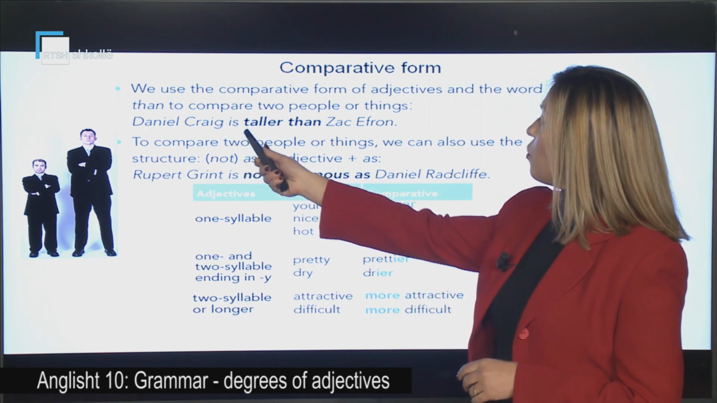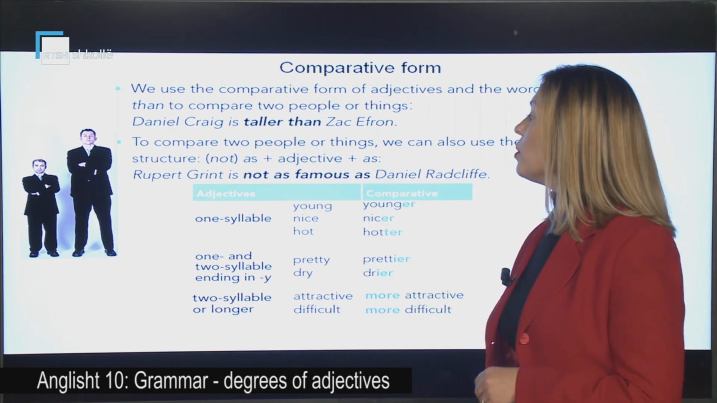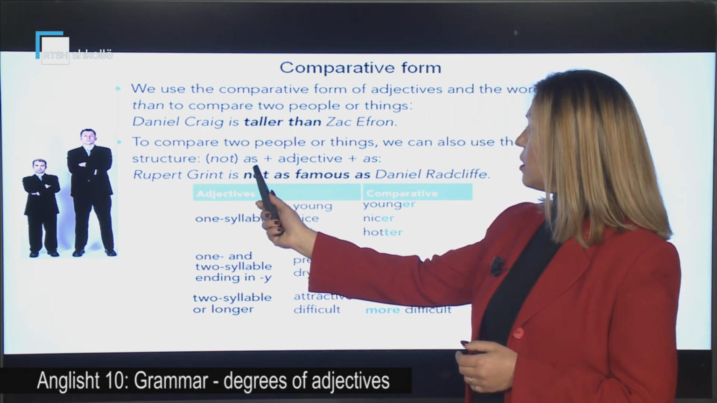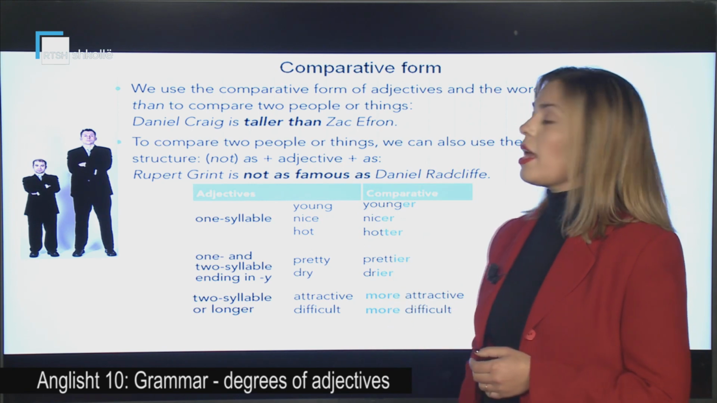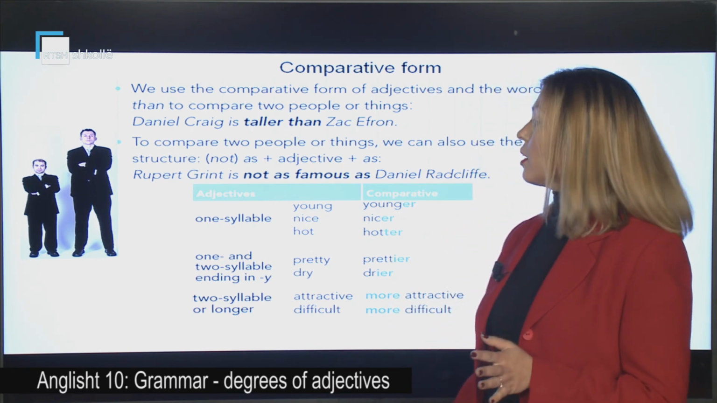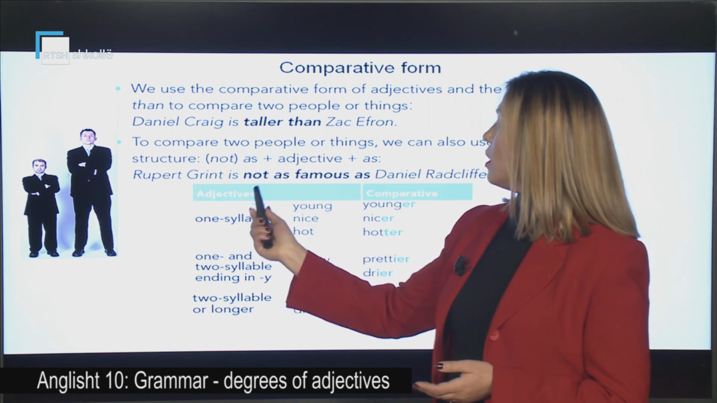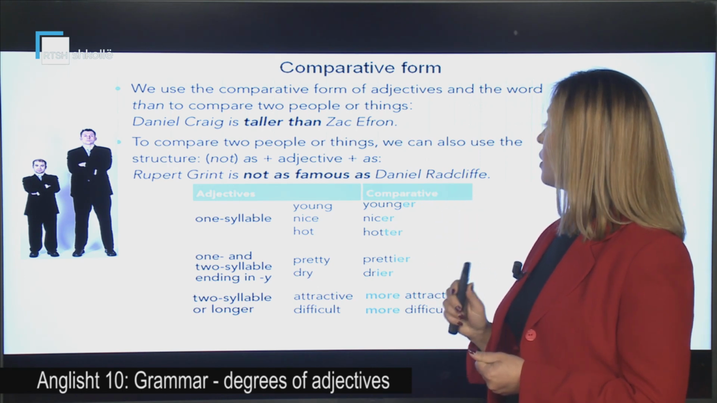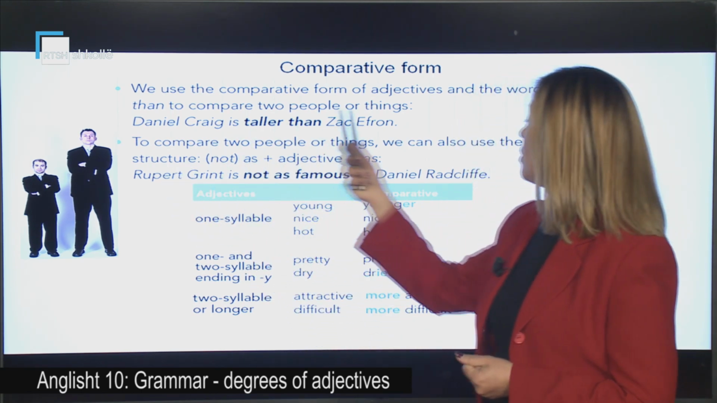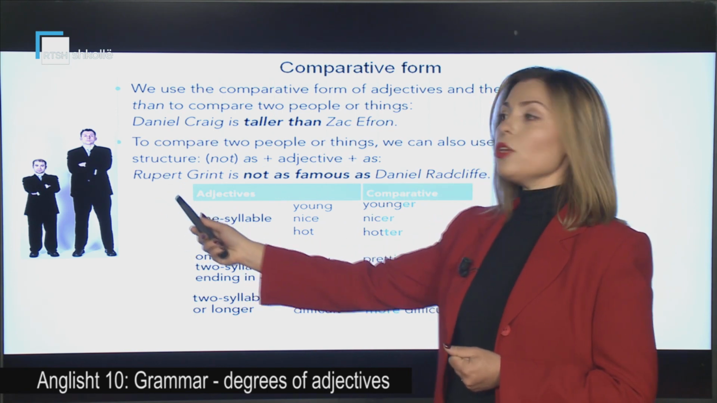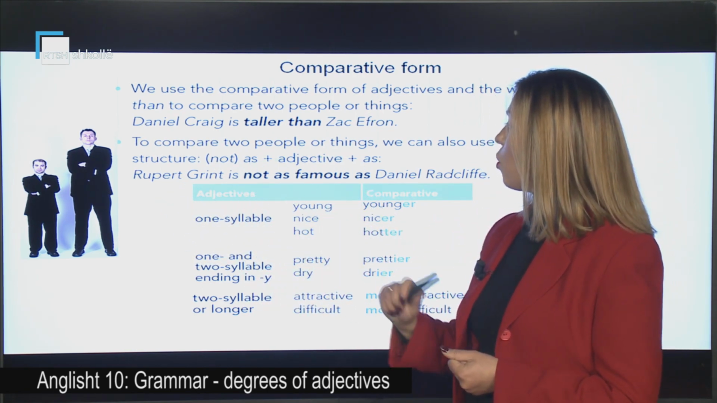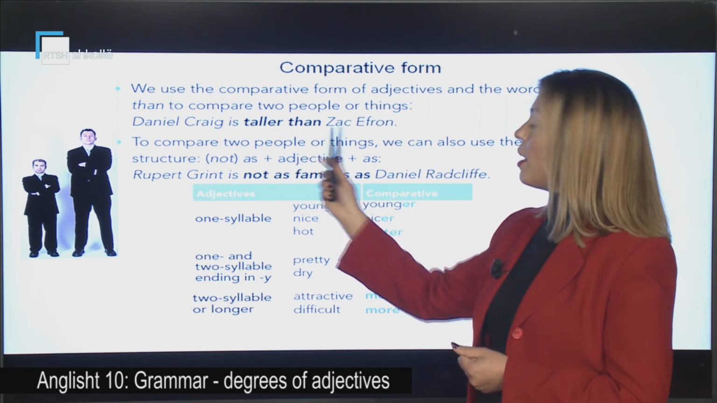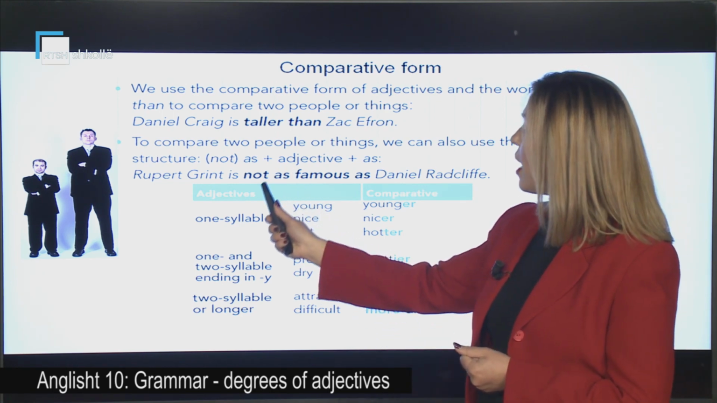Apart from the comparative form, so we said taller than, for example, we can also use the structure as or not as plus the adjective plus as. So we can say the same thing. So let's say that Rupert Grint is not as famous as Daniel Radcliffe. So again, we are comparing these two people by using this structure. So either we use taller than, so the structure with ER, or we use the structure as plus adjective plus as.